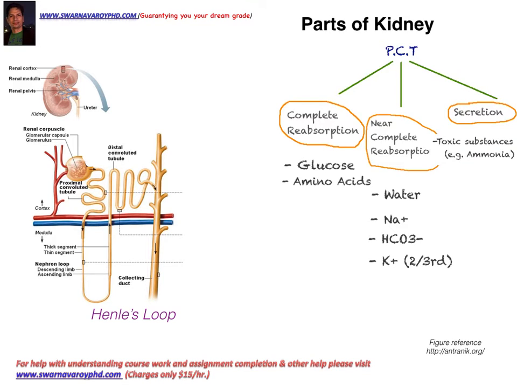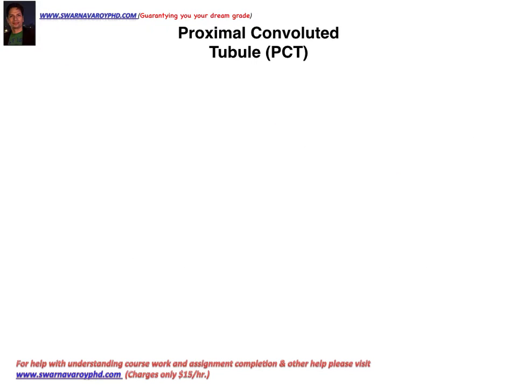Substances which are secreted are obviously toxic substances like ammonia. That's not required by the body. Ammonia is very toxic, so it's secreted out and not reabsorbed back.